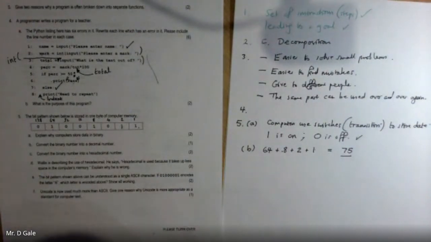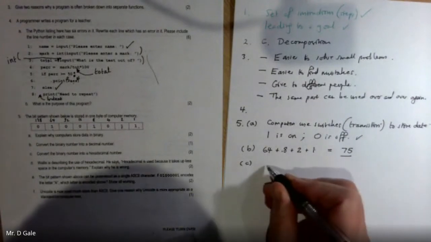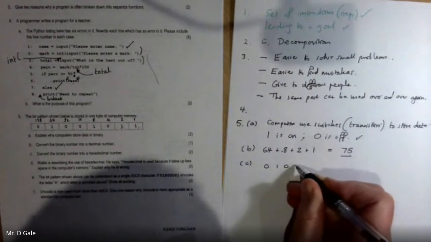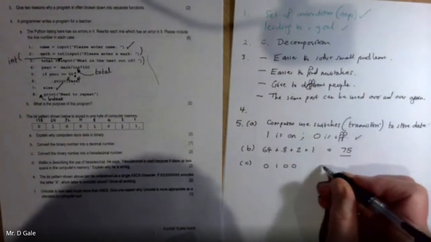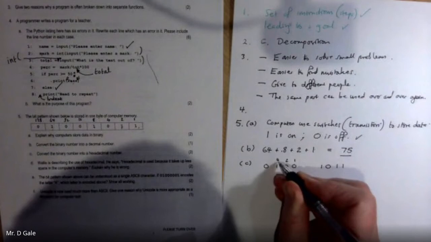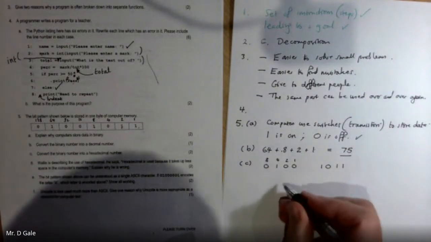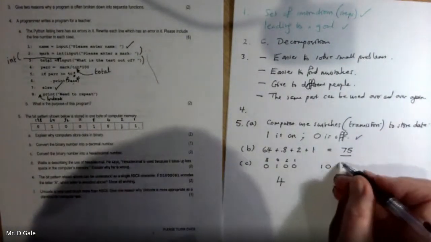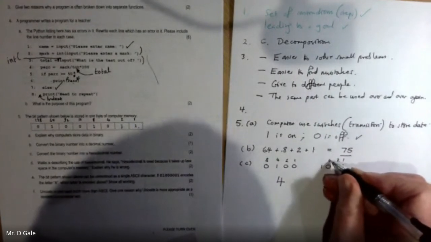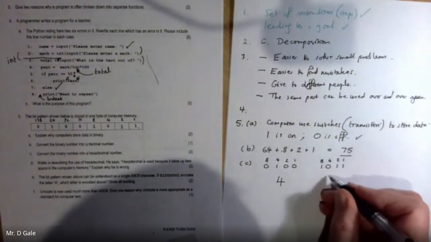Convert the binary number into a hexadecimal number. Now remember, we can do this very easily by splitting our binary number into 2 nibbles. So this one here is worth 1, 2, 4, 8. Remember, a nibble is 4 bits. So that's easy. That's a 4. And this one here, 1, 2, 4, 8. 8 plus 2 plus 1, that's 11.